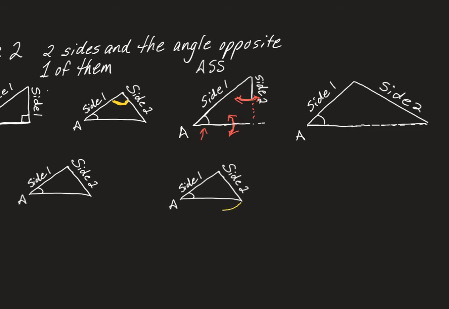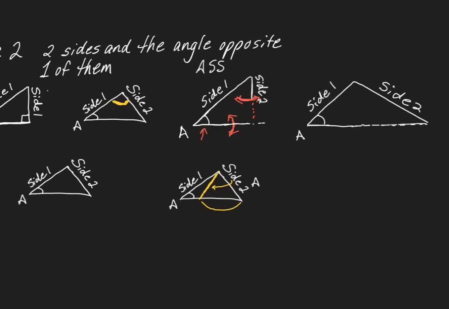If you swing it around, keeping the same length, maybe it was really supposed to be in that position. So those are two different triangles with the same original angle, the same length of side 1, and the same length of side 2. Side 2 is just in a different position. It gives us two completely different triangles.